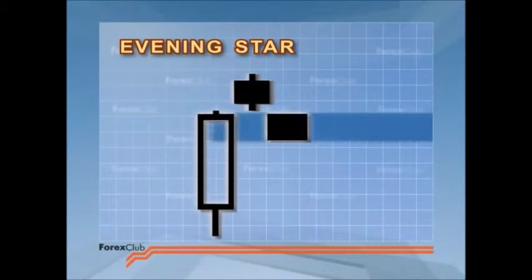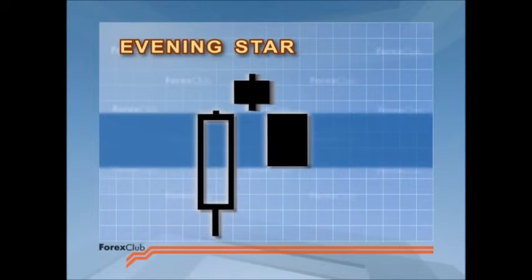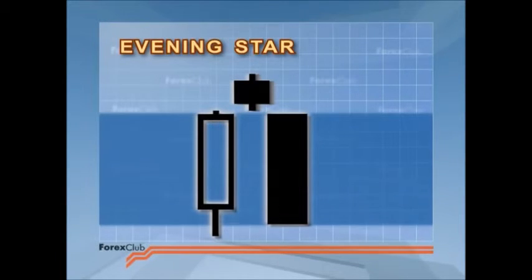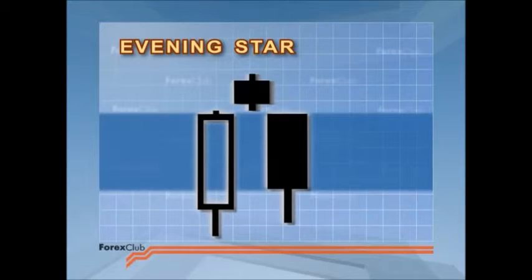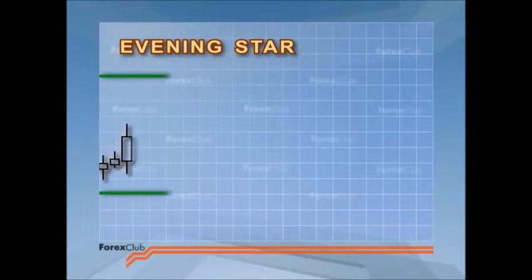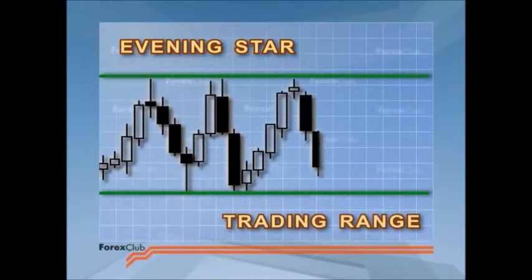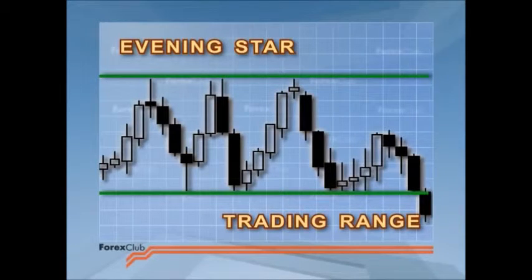The main gauge of the potency of this pattern is the degree that the long black covers the long white real body. Although the evening star is primarily a reversal signal of an uptrend, it also gives us valuable information when price nears the upper boundary of a trading range.